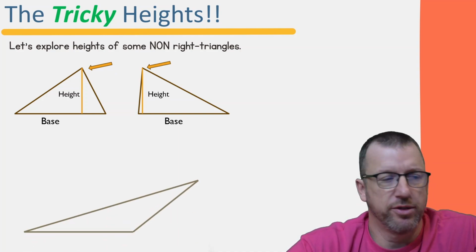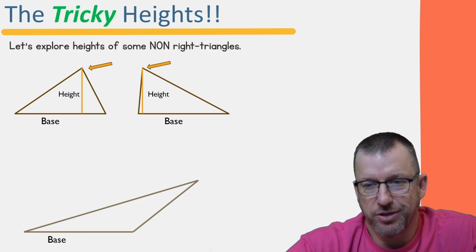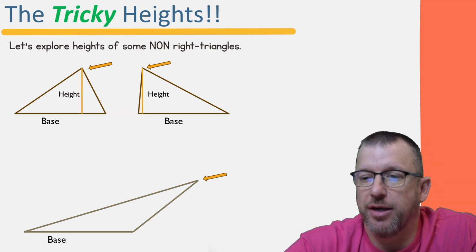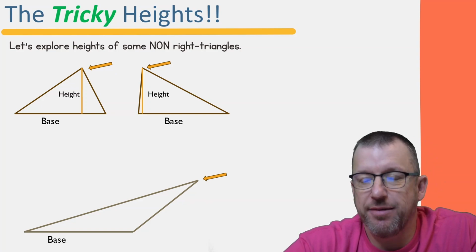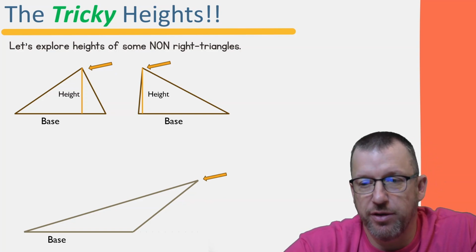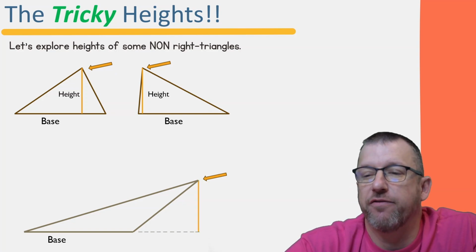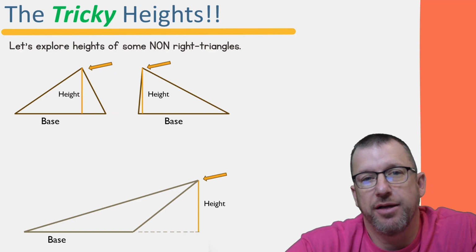Whoa, this is a weird looking triangle. What are we going to do with this? Well, let's go ahead and label the base. What is the angle that's opposite of the base? It's right up there. So now it just seems different, but it's the same philosophy, right? Just go ahead and figure yourself an imaginary line and measure straight down. All right, from there, and that would be our height.